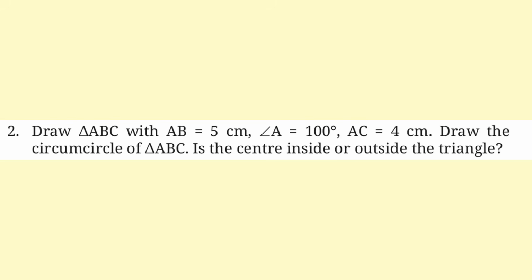Second problem: draw triangle ABC with AB equal to 5 centimeter, angle A equal to 100 degrees, AC equal to 4 centimeter. Draw the circumcircle of triangle ABC. Is the center inside or outside the triangle? So we need to draw the circumcircle, then we need to check whether the center is inside or outside the triangle. So let's start.